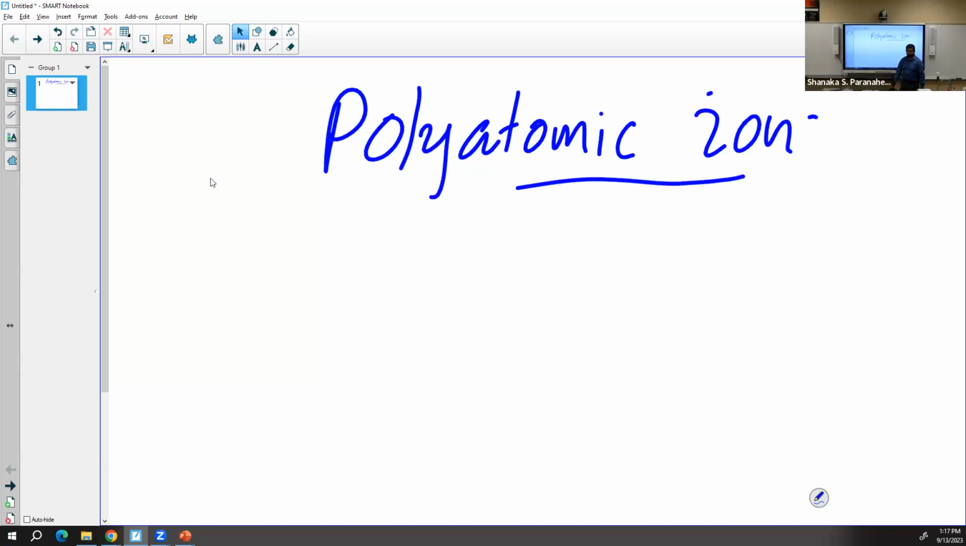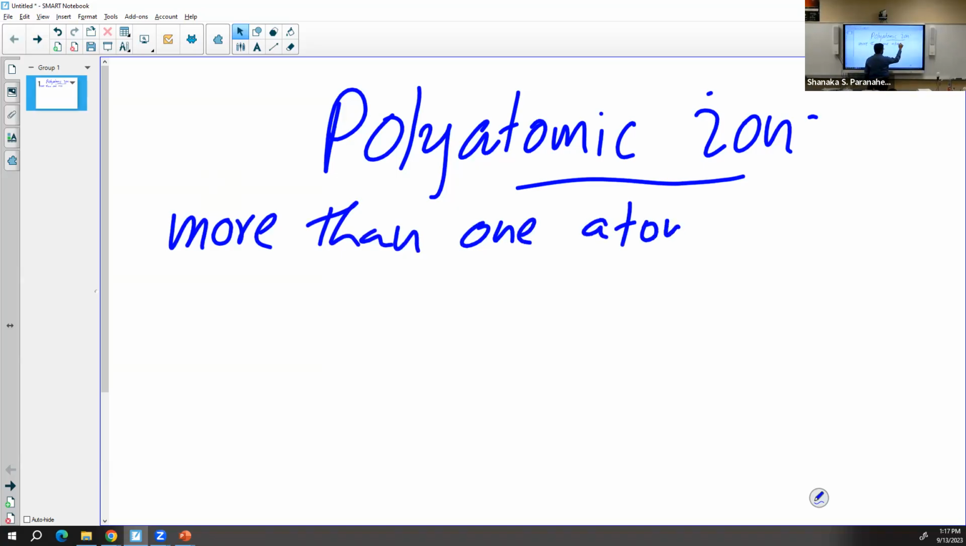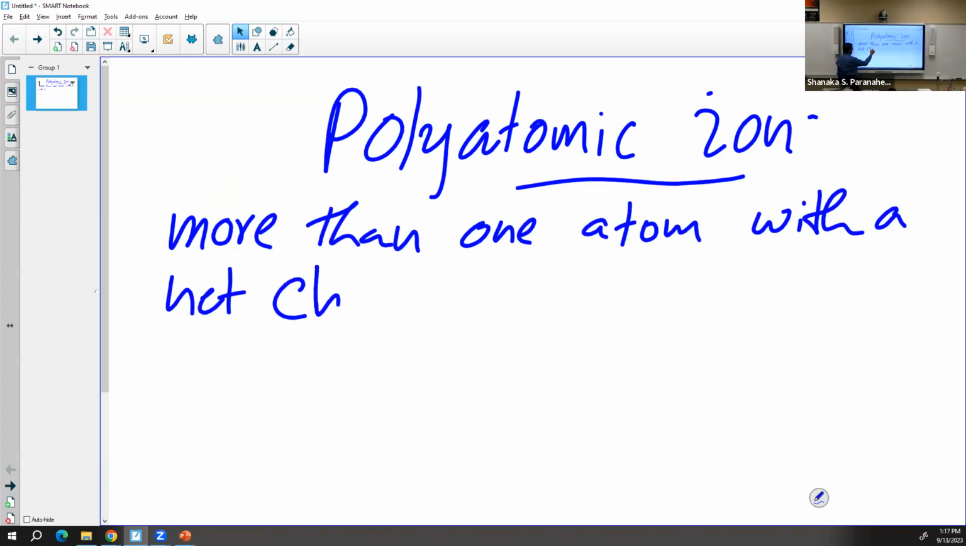Polyatomic ions: more than one atom with a net charge. These are called polyatomic ions. So I'm going to give you only 10 polyatomic ions. I highly recommend you memorize these 10 polyatomic ions.